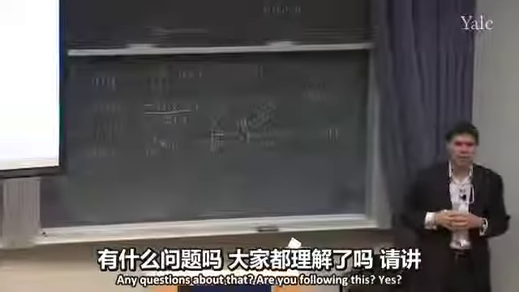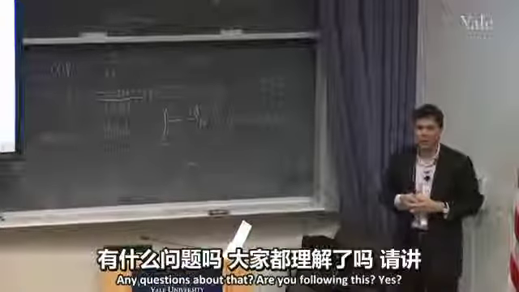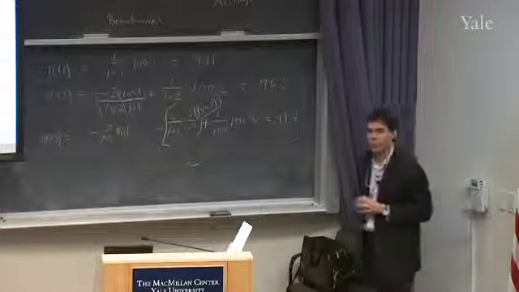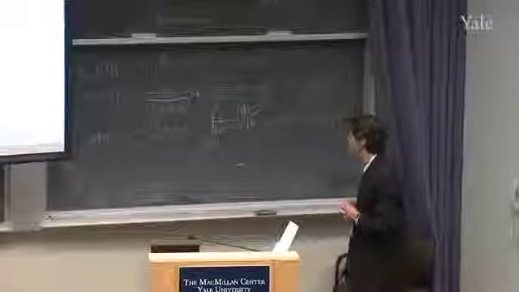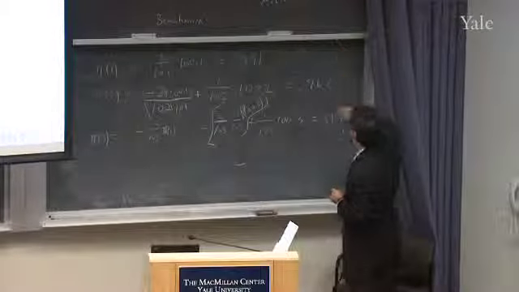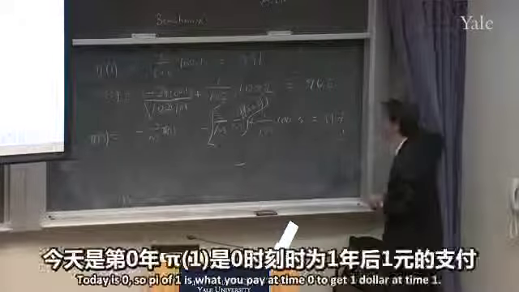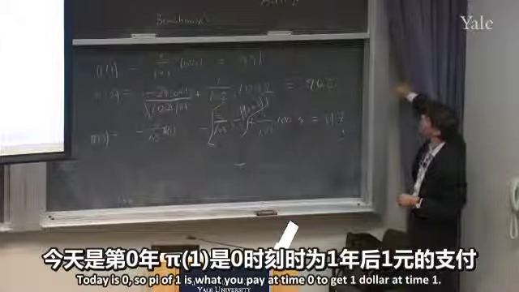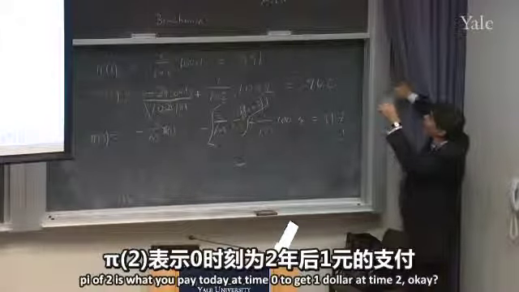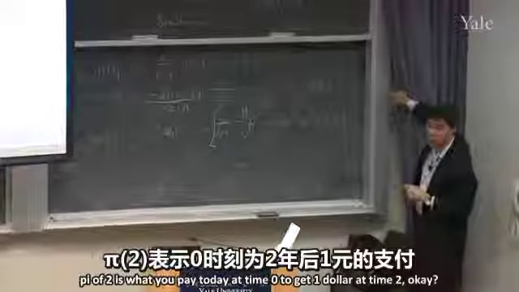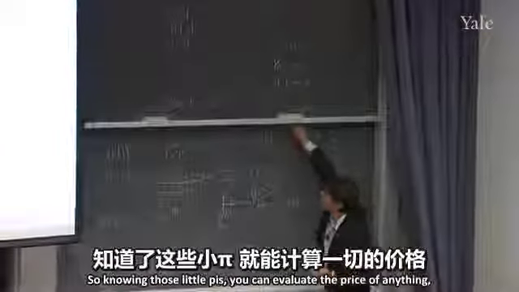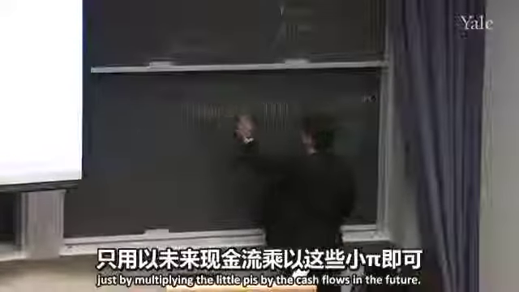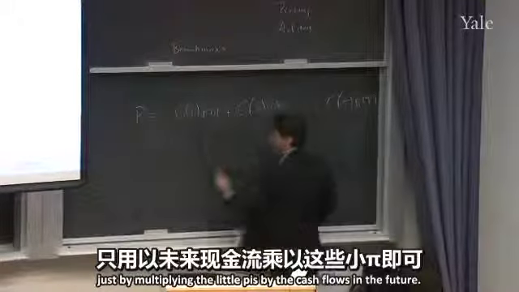So are there any questions about that? Are you following this? Sorry, just to clarify, so pi of 1 is today's price for $1 at time 2 or at time 1? Time 1. Today is 0. So pi of 1 is what you pay at time 0 to get $1 at time 1. Pi of 2 is what you pay today at time 0 to get $1 at time 2. Okay, so knowing those little pi's, you can evaluate the price of anything just by multiplying the little pi's by the cash flows in the future.